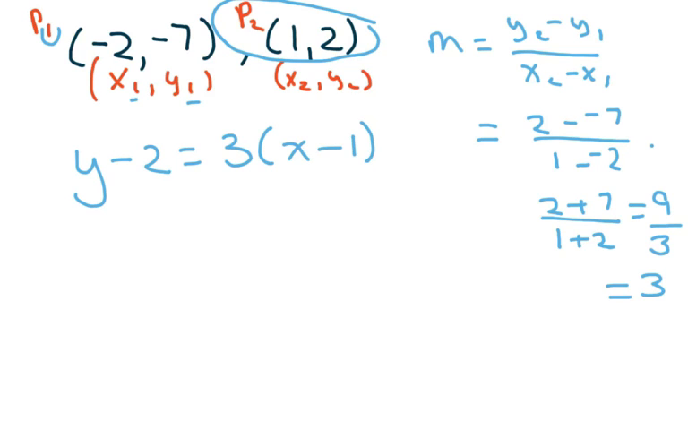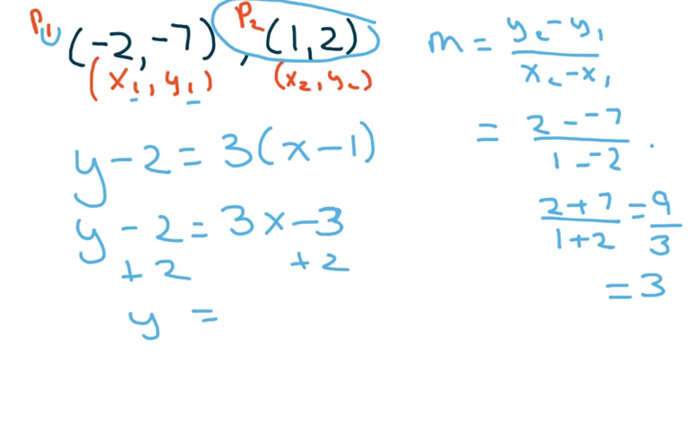I'm going to clean this up. Luckily, my slope is not a fraction. Minus 3. I'm going to add the 2 to both sides. So I get y equals 3x minus 1. Now he's going to cross over the equal sign.